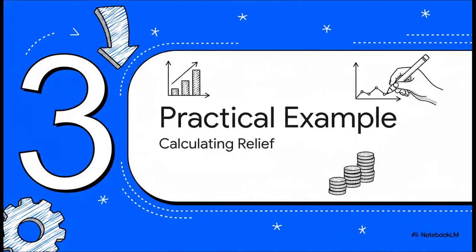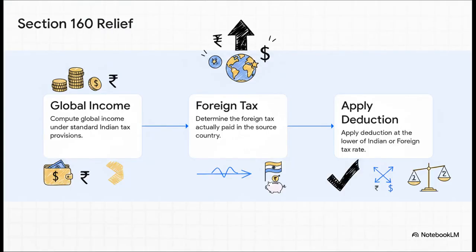Okay, let's jump into Part 3, a practical example. Because theory is great, but how does this actually work when you're crunching the numbers? Let's put Section 160 into practice. Imagine your client, an Indian resident, earns income in a non-DTAA country. How do we rescue them from double taxation? Here is your step-by-step. Step 1. Compute their global income, including those foreign earnings, under standard Indian tax provisions. Step 2. Determine the foreign tax they actually paid, by deduction or otherwise, over in that foreign country. Step 3. Apply the deduction from the Indian income tax payable.